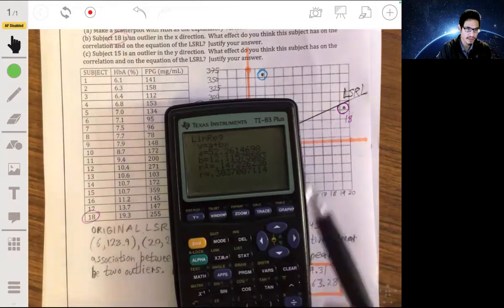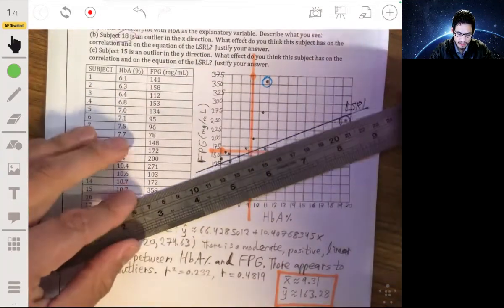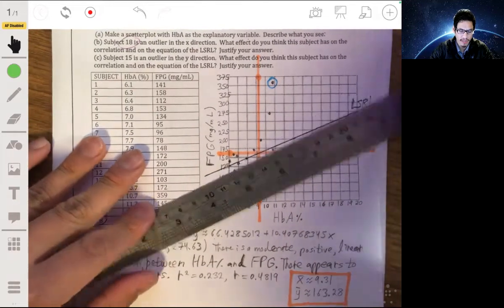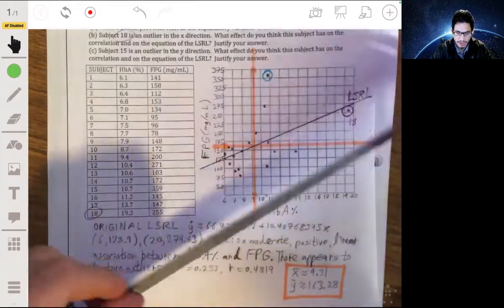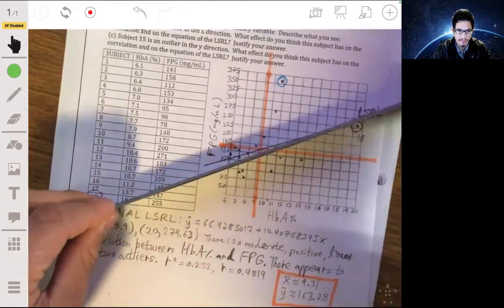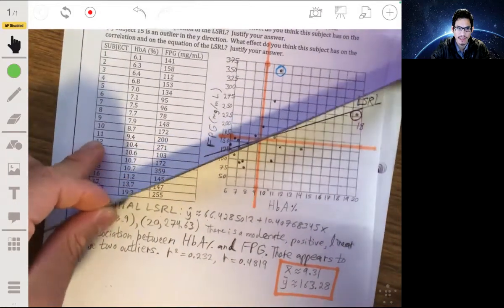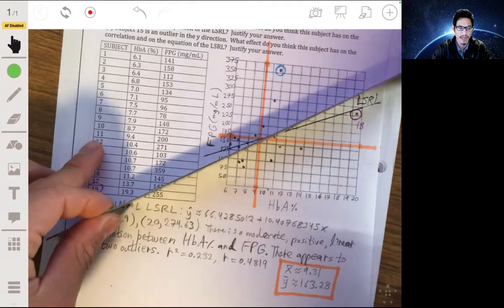The slope increased. So what had happened with subject 18 is, it went like this. It kind of went a little more tilted. The line went from being this to, maybe we'll do it this way. From here, take away 18. It's no longer being weighed down over there. So it goes like that. That's the idea, and that's what you want to recognize.